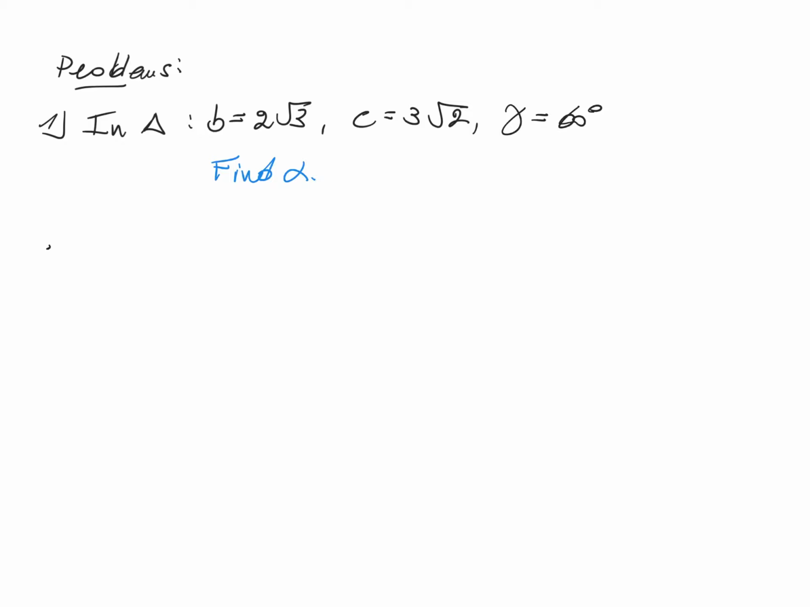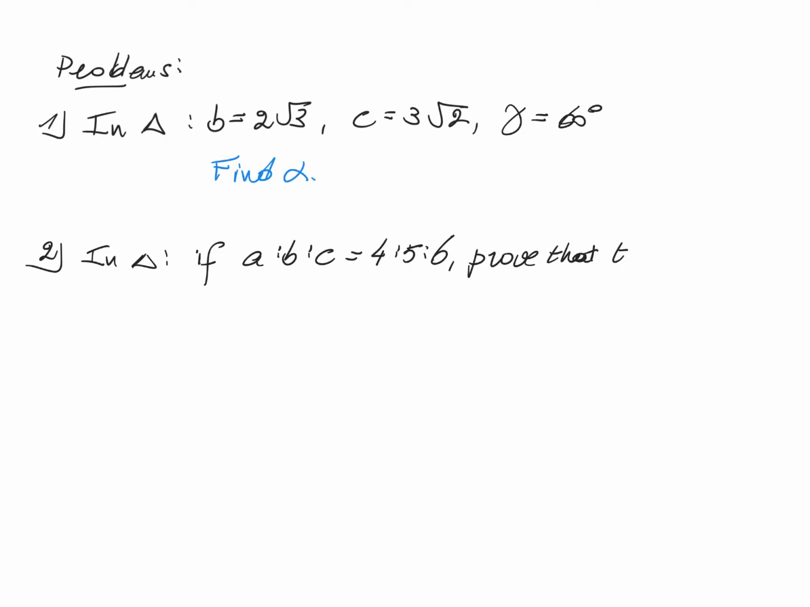For the second problem, we know that in a triangle the three sides have a certain proportion. If A relates to B relates to C as 4 relates to 5 relates to 6, prove then that the greatest angle is the double of the smallest angle.